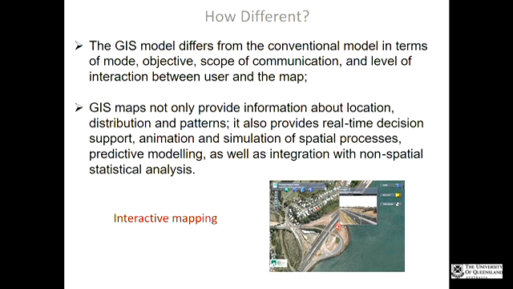I guess this sort of captures what the difference is. So in terms of the differences between the GIS model and the traditional model of communication, maps can also provide a range of things like real-world support, animation, and simulation of processes. We can have dynamic maps that predict future scenarios and have inbuilt modeling in them that can illustrate changes over time, which we can interrogate. And so I think these interactive maps and dynamic maps are really the big change from how maps were portrayed in the past. Okay.